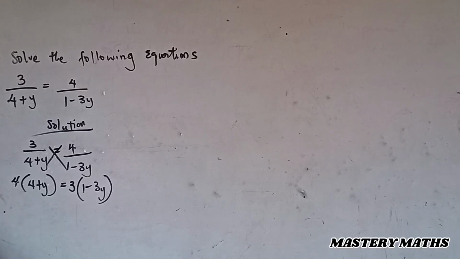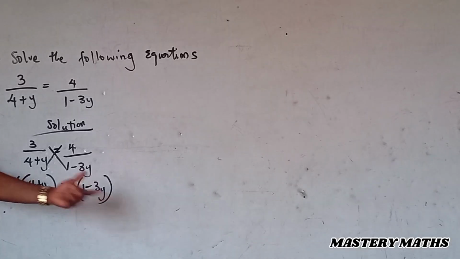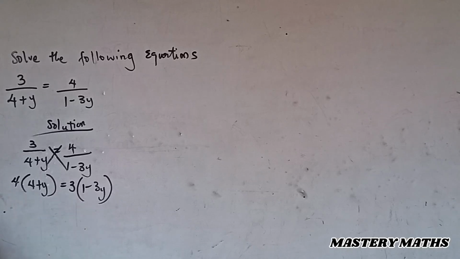So what will be the next thing? Having done this, we need to open the bracket. Now, how do we open the bracket? Very simple. You use the number outside to multiply everything in the bracket. By so doing, you multiply the bracket, opening it. Now, let's open the bracket.